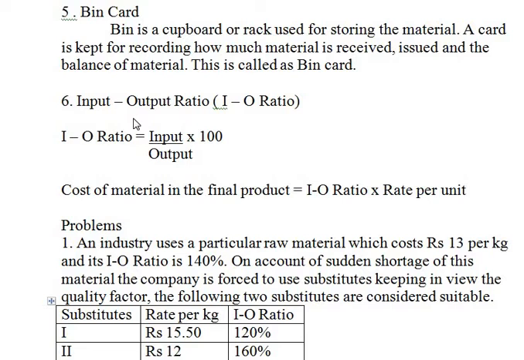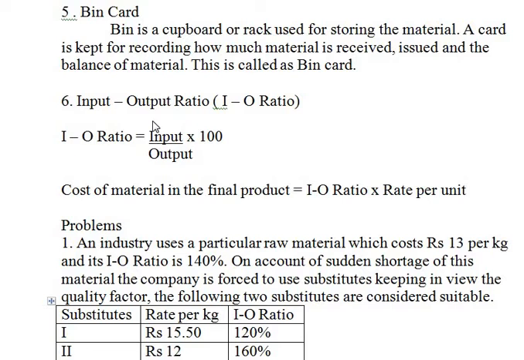Now the last technique of material control is input output ratio. It is also called IO ratio. Input output ratio means the quantity of material put in the manufacturing process to the quantity of material in the final product. It means how much input is put and, based on the input, how much output you get, or how much material will be available in the final product.